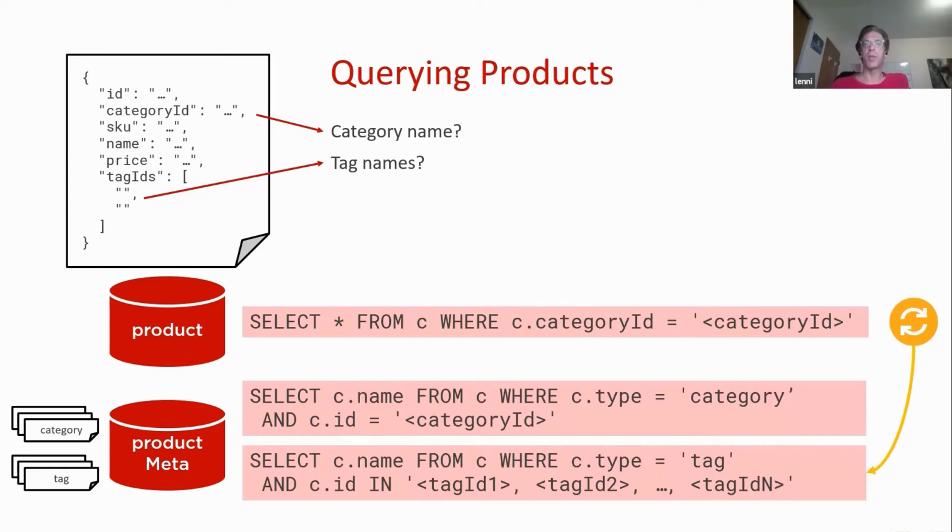You have to run this first one to get all the products, the second one to get the category name, and the third one iteratively on each category to get all the tag names for all the tag IDs in that array. And that's clearly undesirable, extremely expensive. We wouldn't think about this in the relational world because we just do the joins to get that information, but we can't do the joins here.